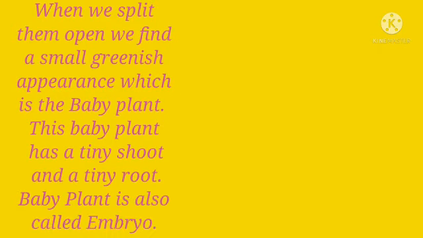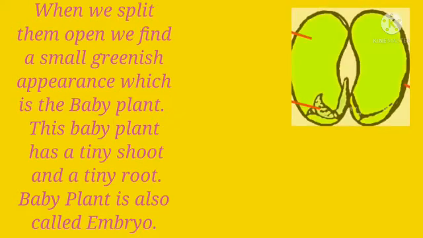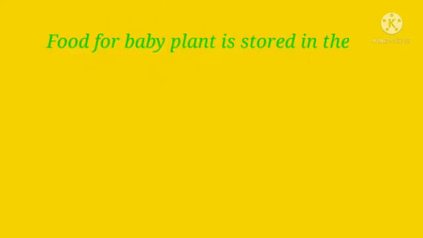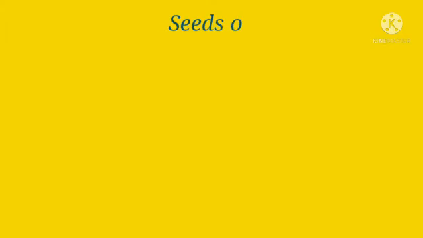When we split them open, we find a small greenish appearance, which is the baby plant. This baby plant has a tiny shoot and a tiny root. The baby plant is called the embryo. Food for the baby plant is stored in the cotyledon.